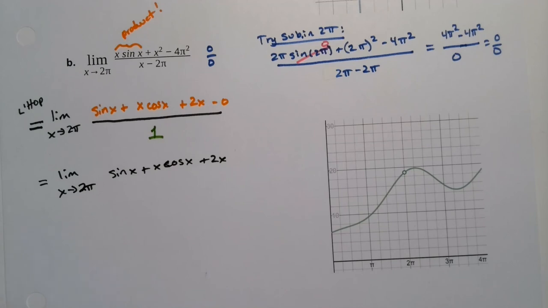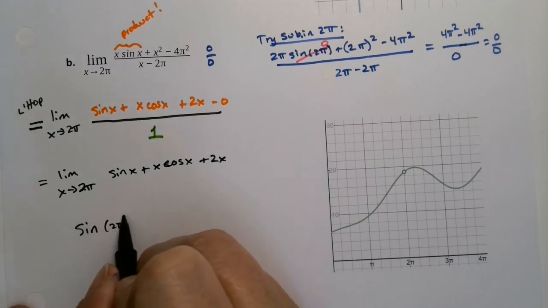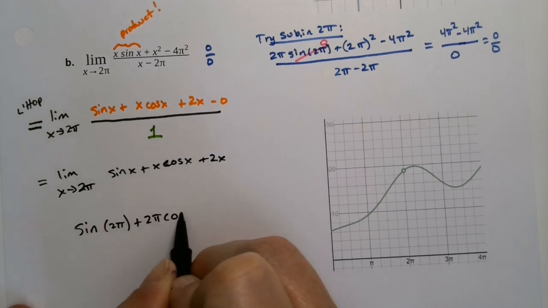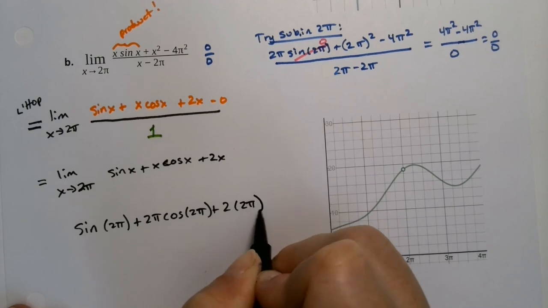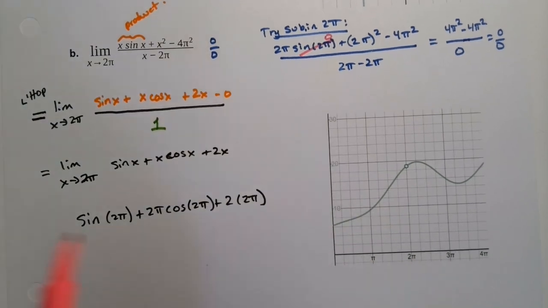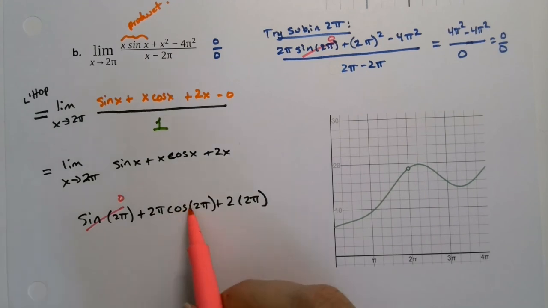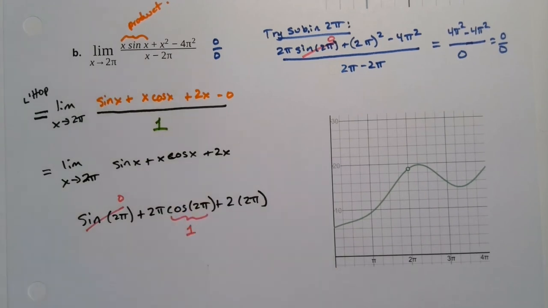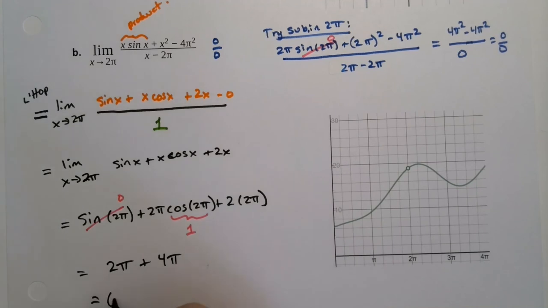All right, so now I will actually substitute. So I want the sine of 2 pi plus 2 pi cosine of 2 pi plus 2 times 2 pi. All right, now the sine of 2 pi, again, is 0. We said that right up here. So that's still 0. This is 1. So that means that I have 2 pi plus 4 pi, which is 6 pi.